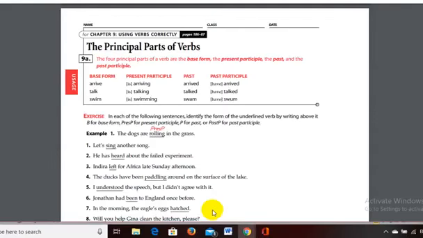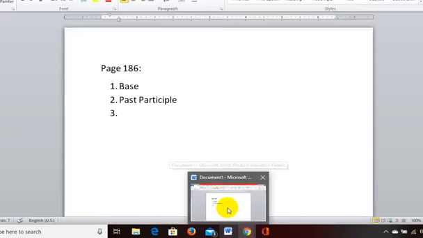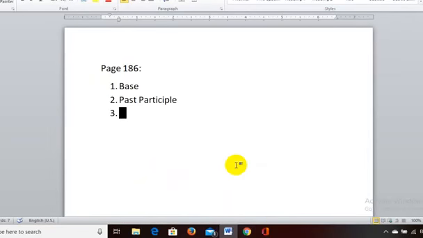Number 3. Indira left for Africa late Sunday afternoon. Indira left. So the base form is leave, right? So left here is which form? Yeah, it's in the past form. Excellent. So that will be past. And it's just past, not the past participle, just in the past form.